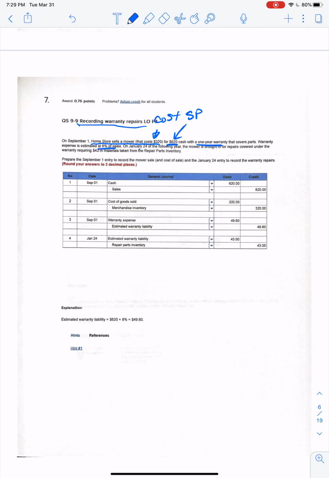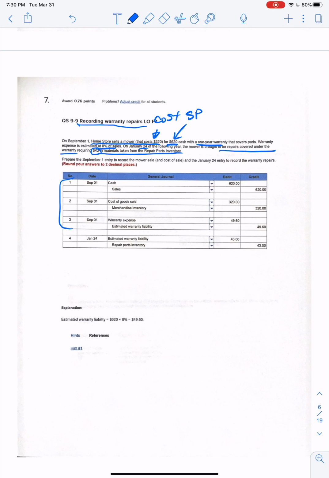So on January 24th of the following year, the mower is brought in for repairs covered under the warranty, requiring $43 in materials taken out of the repair parts inventory account. So what they want us to do is record all 4 journal entries for this transaction. So on September the 1st, we're going to have 3 journal entries that have to be recorded.